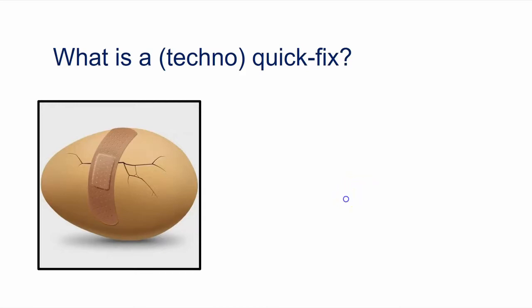But if we want to be a little bit more analytic, we can say that a quick fix is essentially the idea that there is something broken. In this case, it is an egg, and the thing that somehow got broken can quickly get repaired. So the first thing is that there is something broken, there is a damage, and this damage can quickly be repaired.